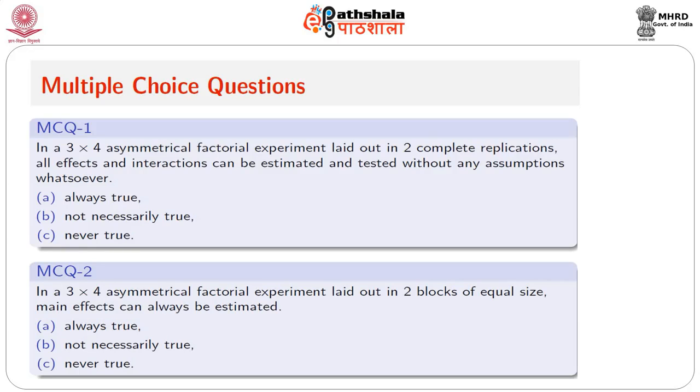So it must be taking account of one of the effects and interactions in the whole process, and it all depends on how the 2 blocks have been formed. Underlying blocking mechanism, maybe in the process I was not careful enough, I have confounded one of the main effects. It is possible. Therefore, I cannot say that main effects can always be estimated. It depends on what has been confounded, what has been taken up as the defining set in the process of going for this blocking. It all depends on how you have done the blocking. So it is not always true, it is not necessarily true, that is the answer.